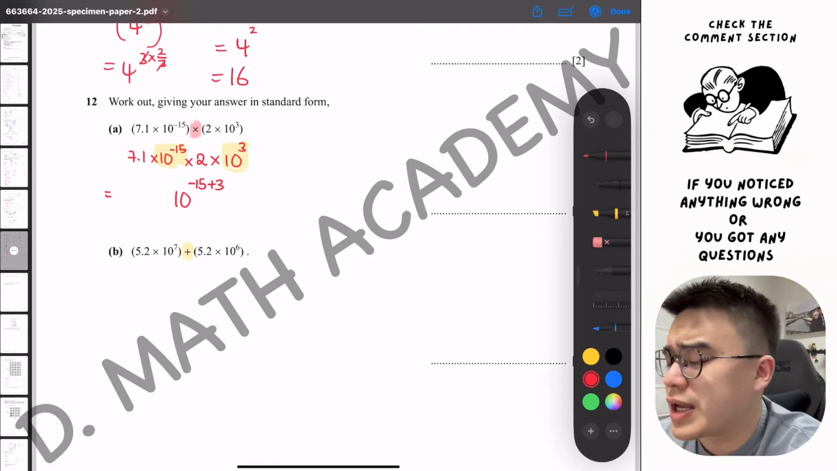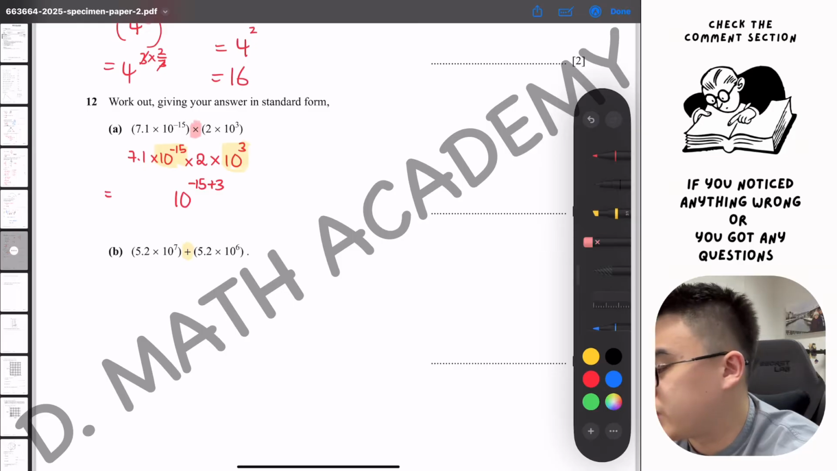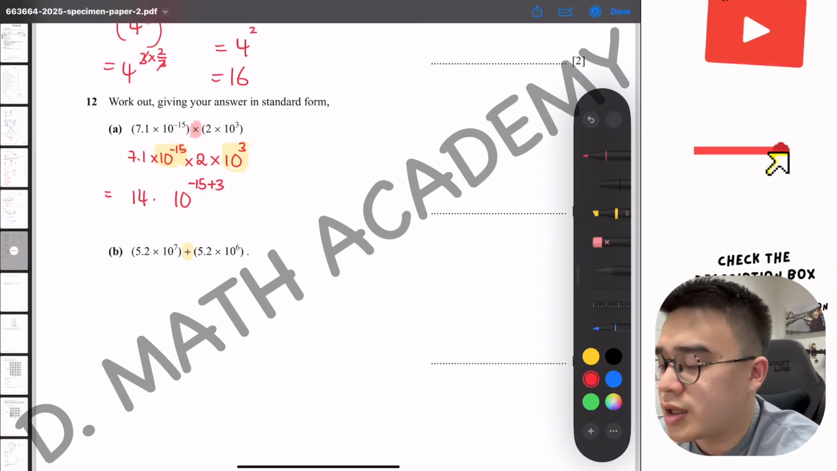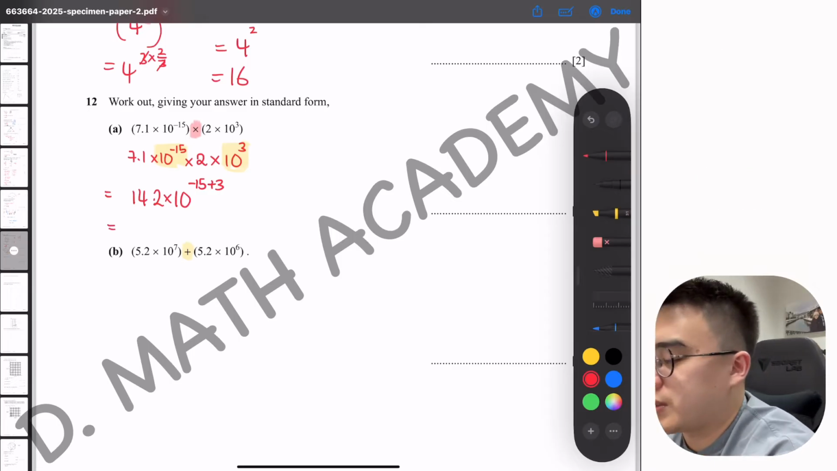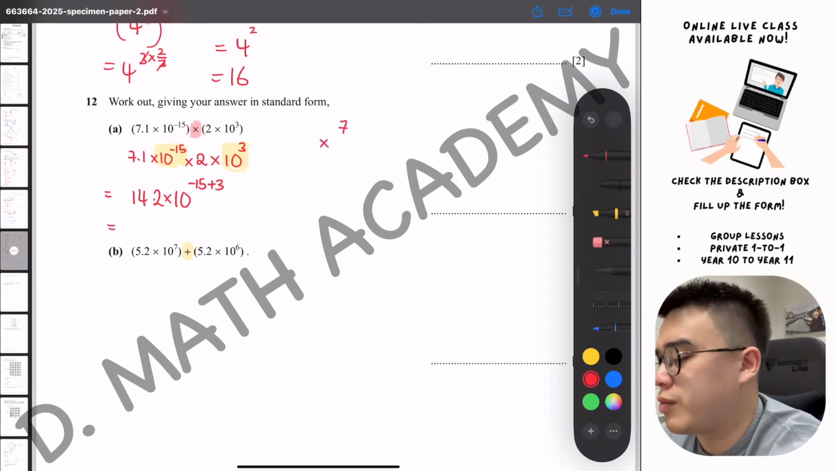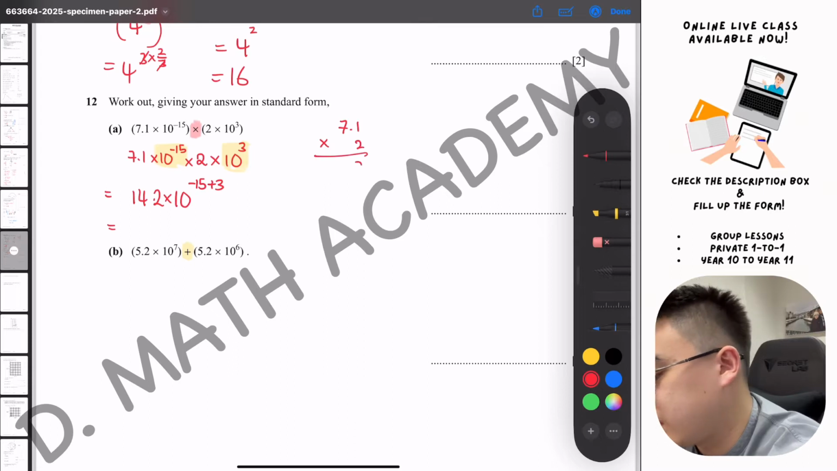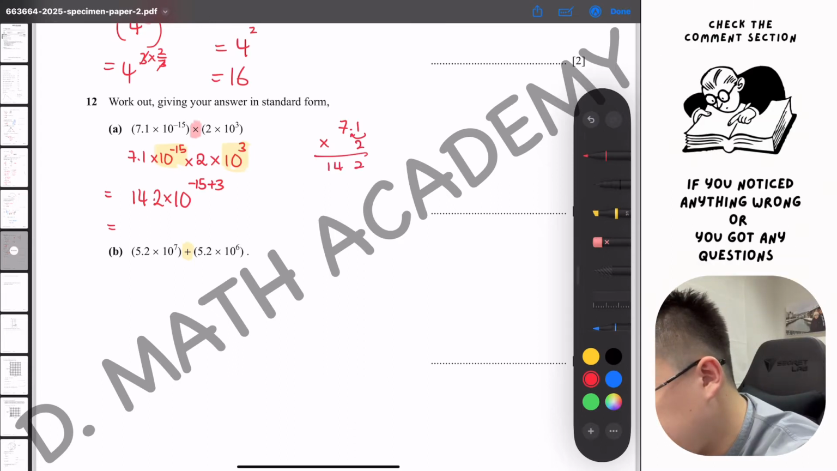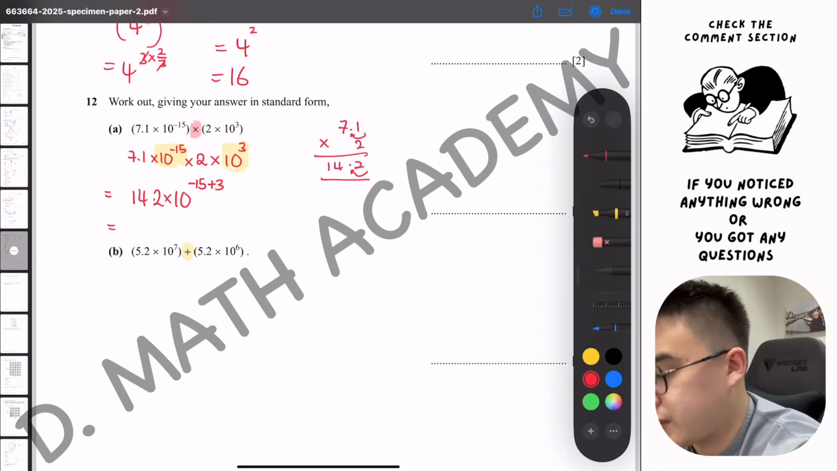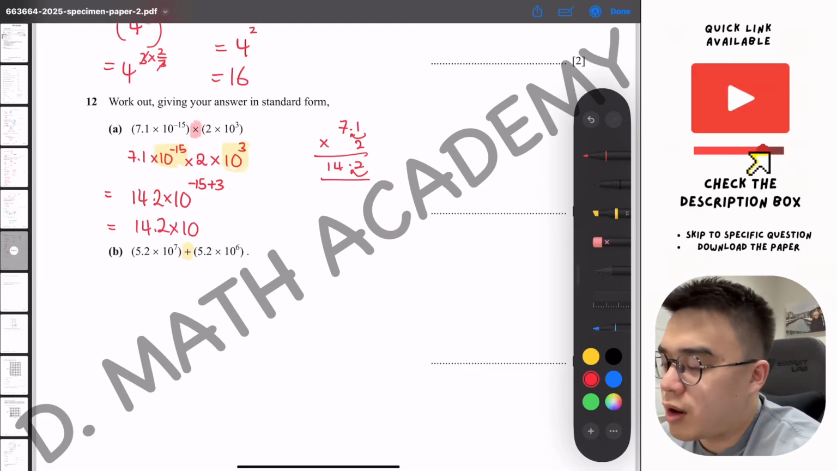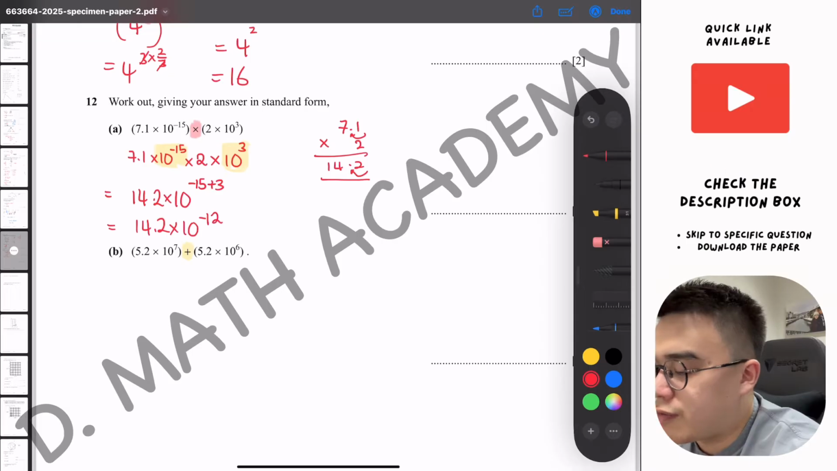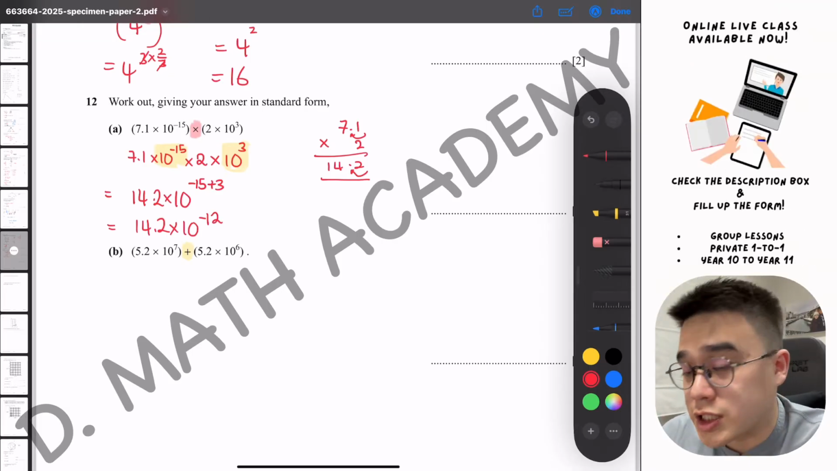And 7.1 times 2, it's quite straightforward. You don't really have to write the details, okay? It's just 14.2. For those who need the detailed calculation, it will be as attached here. Okay, so 14.2 times 10 to the power of negative 12 will be one of the common answers that we receive in exams.